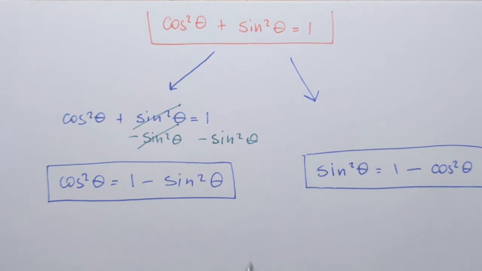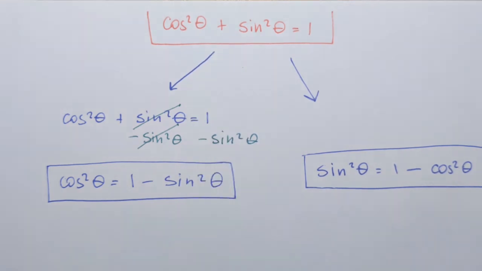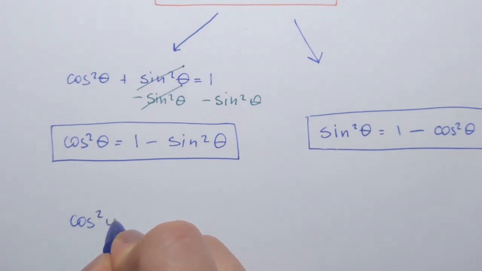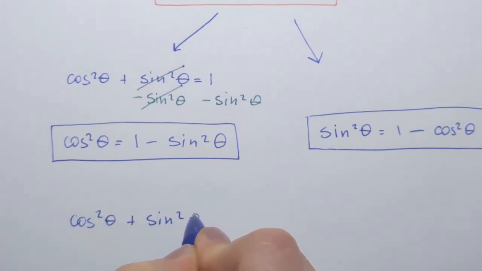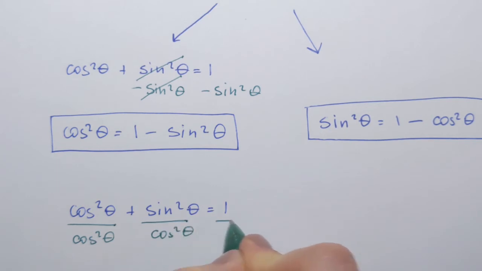Okay, so what else can we do with this sine and cosine Pythagorean identity? Well, let me show you. I'm going to rewrite that identity again. Cosine squared of theta plus sine squared of theta equals 1. And what I'm going to do next, I will divide every single term of that identity by, let's say, cosine squared of theta. So it's the same as dividing left and right sides by the same quantity.